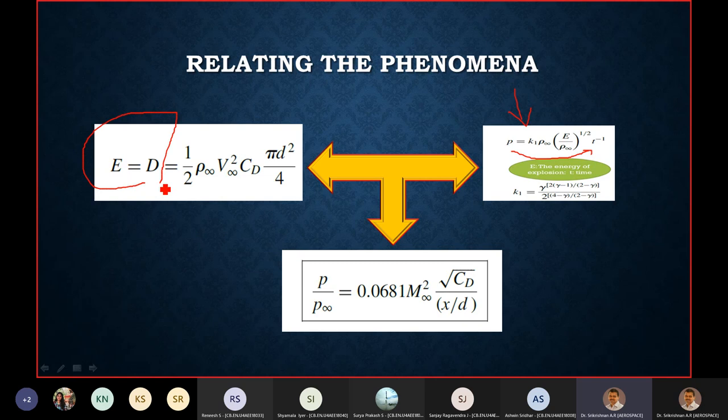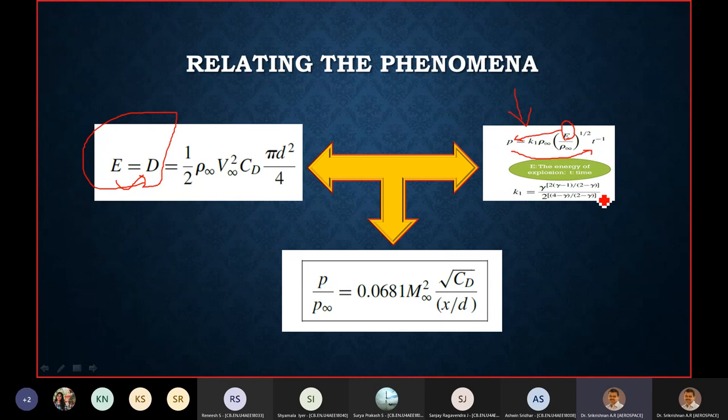And on the other hand, we have this relation, E can be equated to d as long as we are considering a unit length, and of course we know it's related to CD, half rho v squared CD by the usual definition for drag, multiplied by the projected area, pi d squared by 4. So d is equal to half rho v squared CD, pi d squared by 4, and d is related to E, and here we have a relation between E and the static pressure.